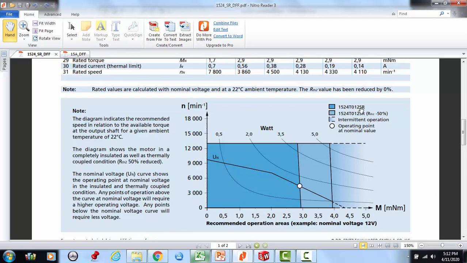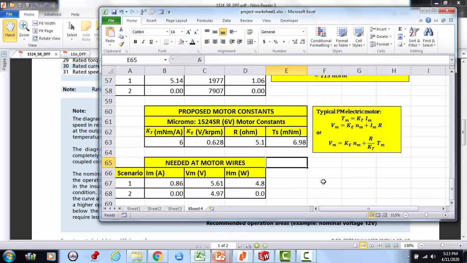This is for the 12-volt motor. I wanted to point that out. But we would have a similar thing at 6 volts for its motor, and this line would actually keep going until it hit the stall. For some reason, Micromo is showing a little bit of a knee there, but that's not really the case with the equation. It's just a line that relates speed to torque for a particular voltage. So that's what that is talking about there.